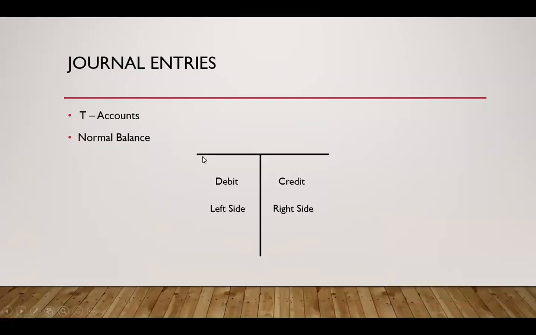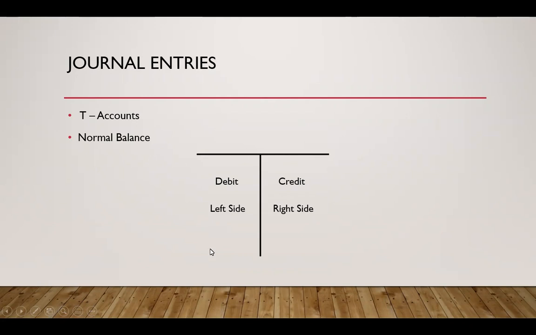In the second step, we begin the journalizing process. Journal entries are the formal way that we record all of our transactions. And in accounting, we use a system called double entry accounting. Double entry accounting uses debits and credits.